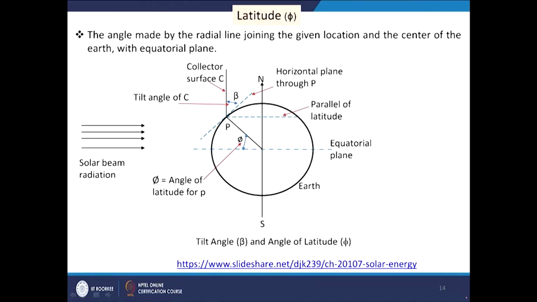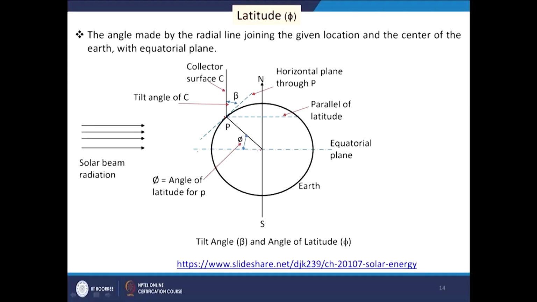And then latitude will also influence the insolation value. As you know, this is the angle between the radial line joining the center of the earth and the point where the collector is situated with the equatorial plane. So, this is our equatorial plane and this is our point on the earth surface where we have put a plate collector. This point is connected by the earth's radius to the center, and this angle is called latitude.